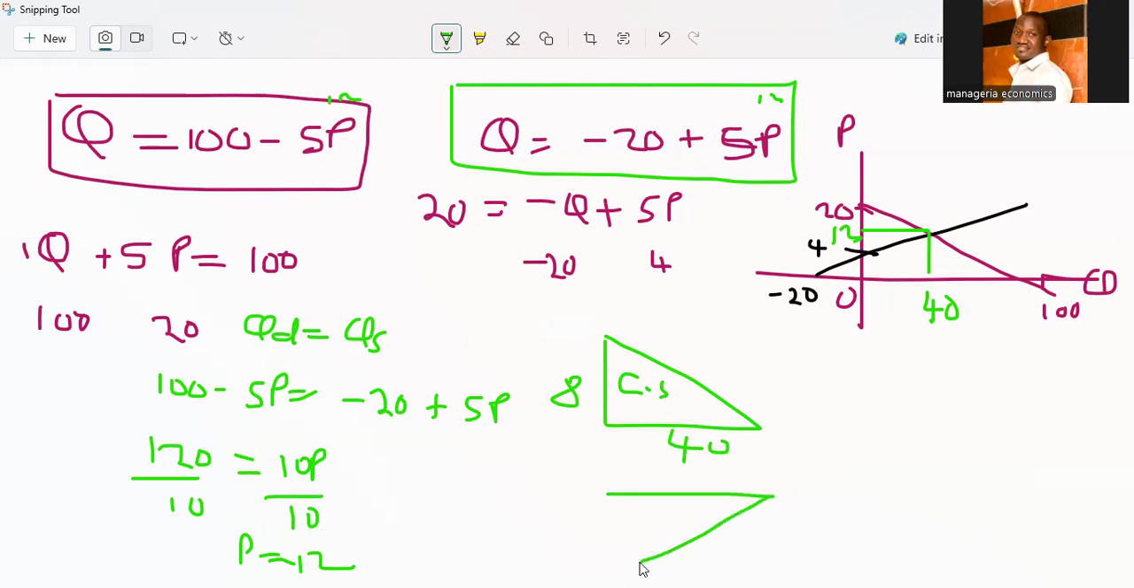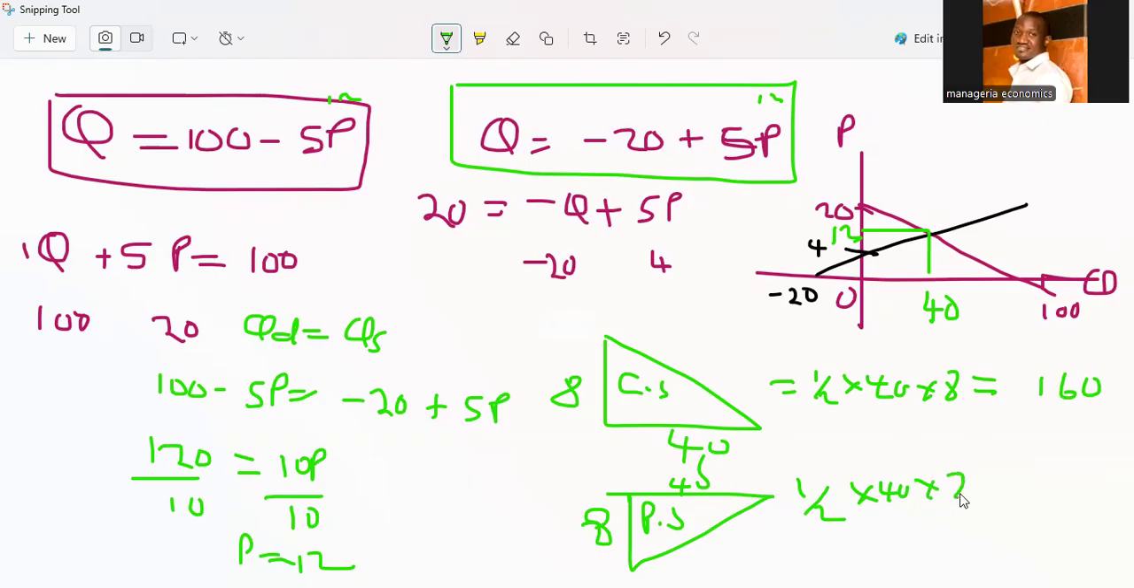Let's do the dimensions here also for the producer surplus. They share the same base, so here it's also 40. But the height from 4 to 12, that is what? 8. So it's similar dimensions. So half times 40 times 8. What do we get? 160. Same here, half times 40 times 8. This is equal to 160. So the total surplus is 320.